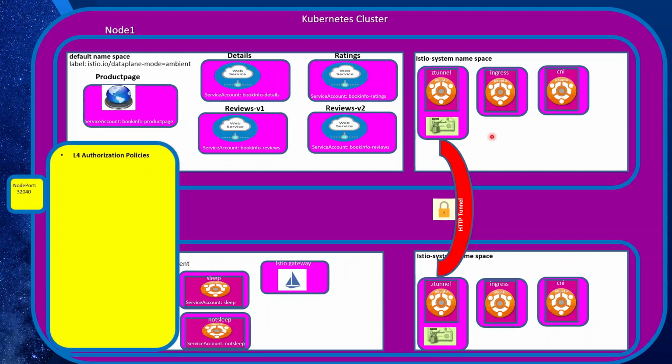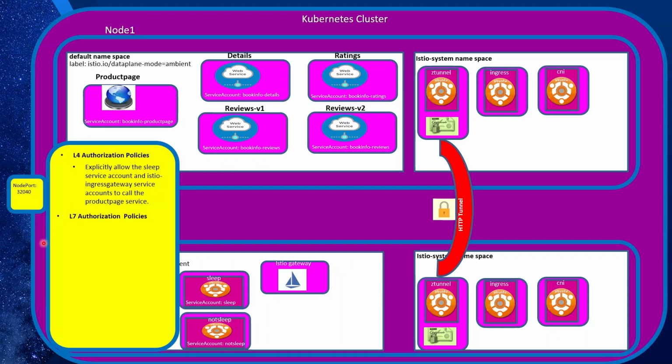And then we start looking at some L4 policies. The first one that we're going to create is to explicitly allow the sleep service account and the Istio ingress service, that is this component here and the gateway here, whose service accounts are associated with this, to call into the product page. So you'll be able to call into this one. But not-sleep will not be able to connect to or call the product page, and we will validate that.